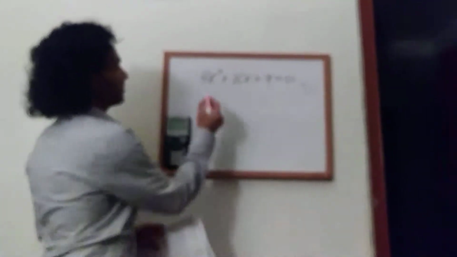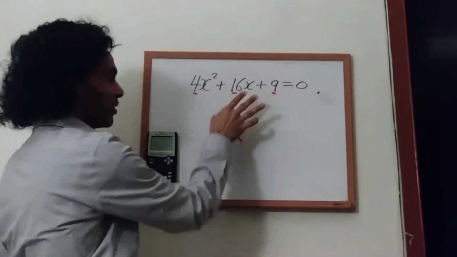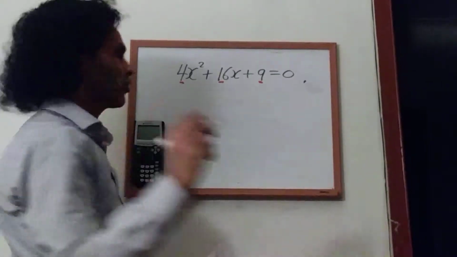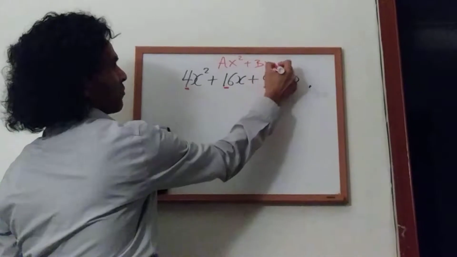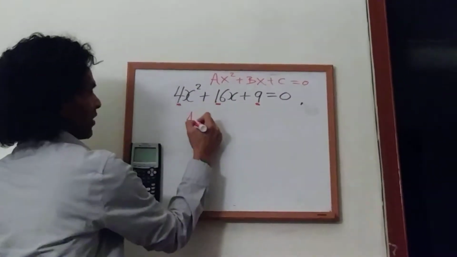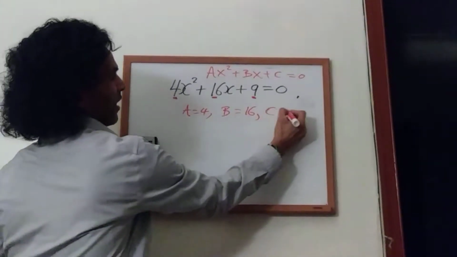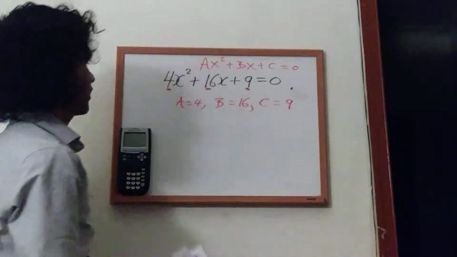Well, clearly we see this number is 4, this number is 16, and this number is 9. So you could not ever find any factors that can go into these three numbers. So you have to leave the equation like that, right? So remember, quadratic equation is written in the form of ax squared plus bx plus c equals 0. So clearly I can see that a is equal to 4, b is equal to 16, and c is equal to 9, all right? By using the coefficients of the quadratic equation.